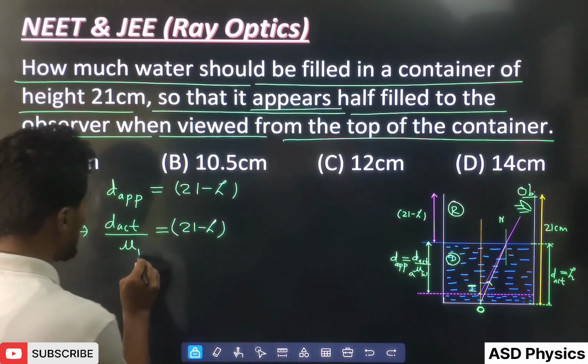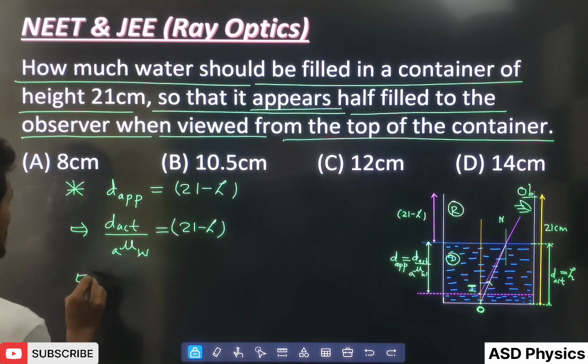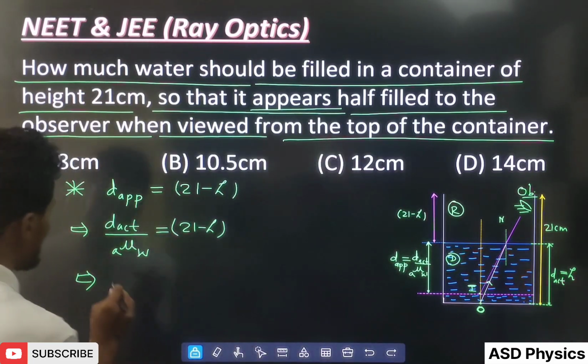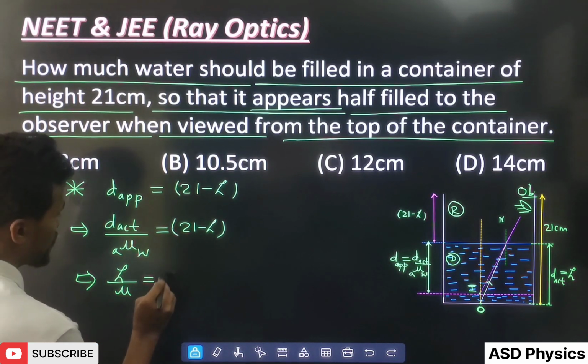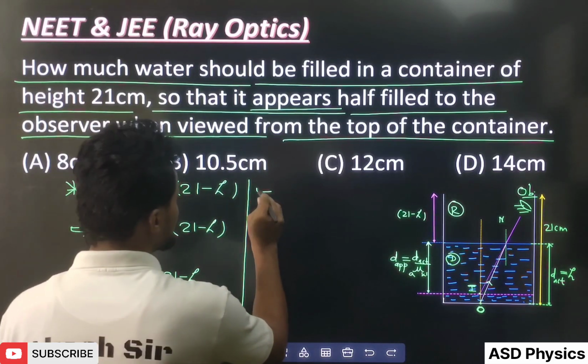Water is there now, so water with respect to air. Now what is the actual depth of the water? As I have told you, h. So I can write here h, and this I will just write here by mu is equal to 21 minus h. Okay, now after that we'll just solve here.